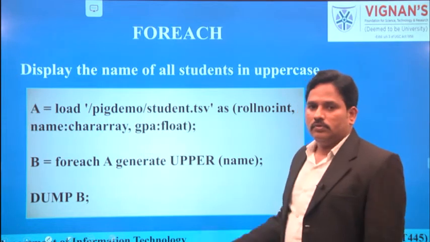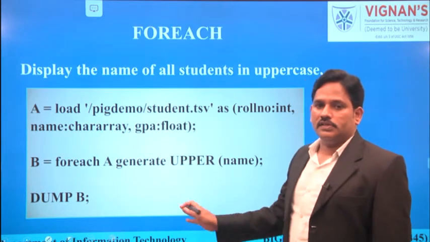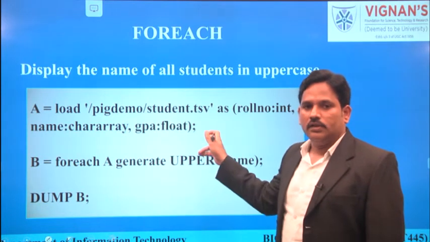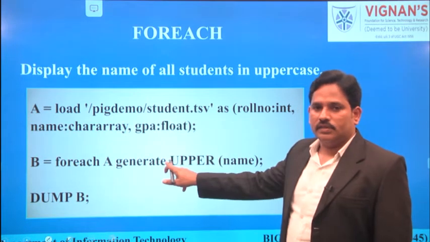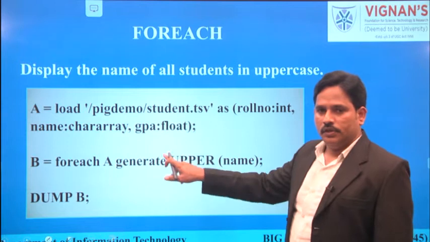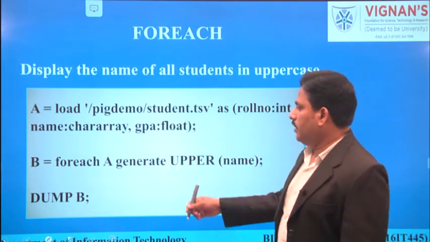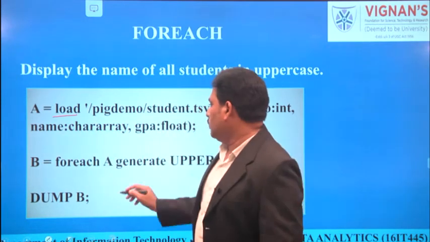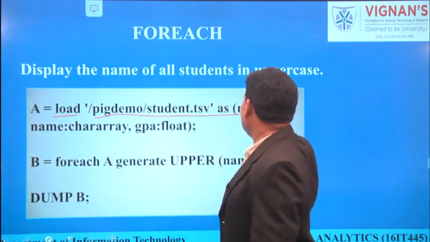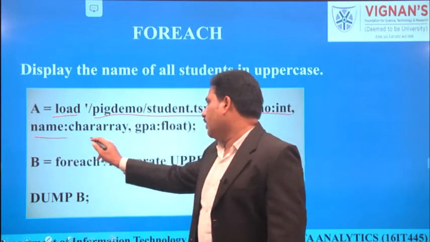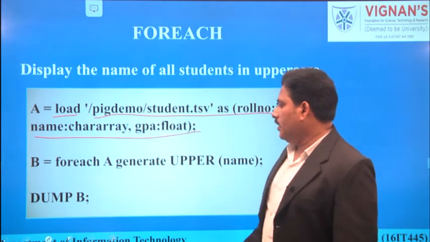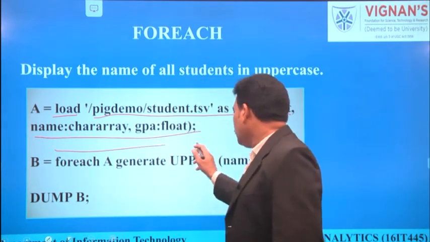For every program, the order is common. We can't change the order. The first step is to load the data. Second, write the required statement. Third is display or store. So here, same as before, use the keyword called load, give the file path and attributes of the file, roll number, name and GPA. And here we are writing our actual requirement.